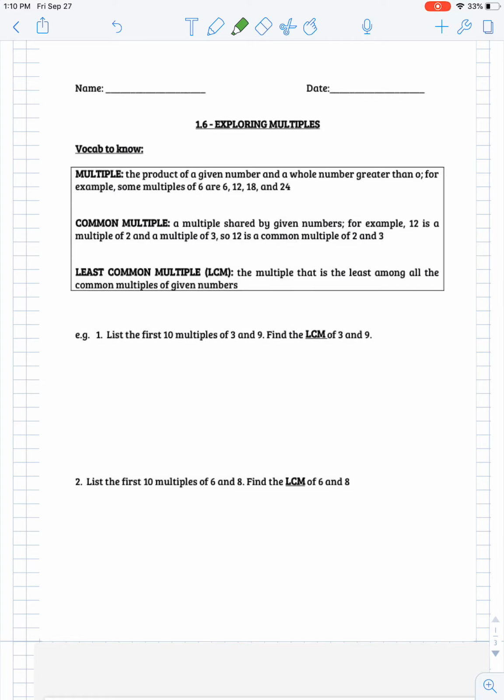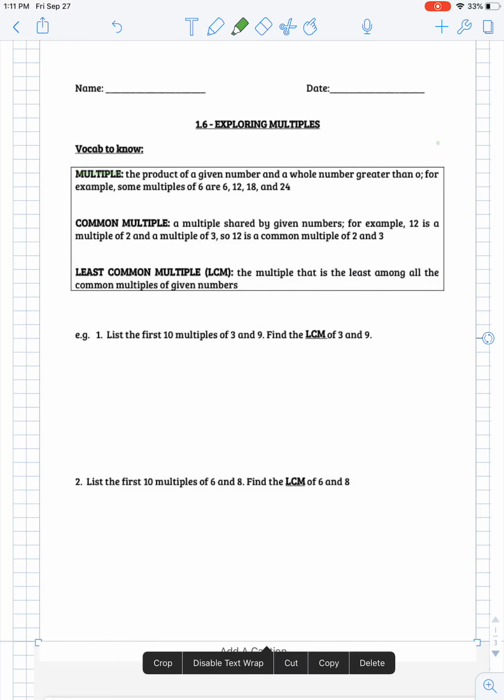So I'm going to continue, and first we'll review some vocabulary from previous lessons or from previous years. The first term we're going to look at is multiple. In previous lessons, we talked about factors. This lesson will deal with multiples, and a multiple is the product of a given number and a whole number greater than 0. For example, some multiples of 6 are 6, 12, 18, and 24.